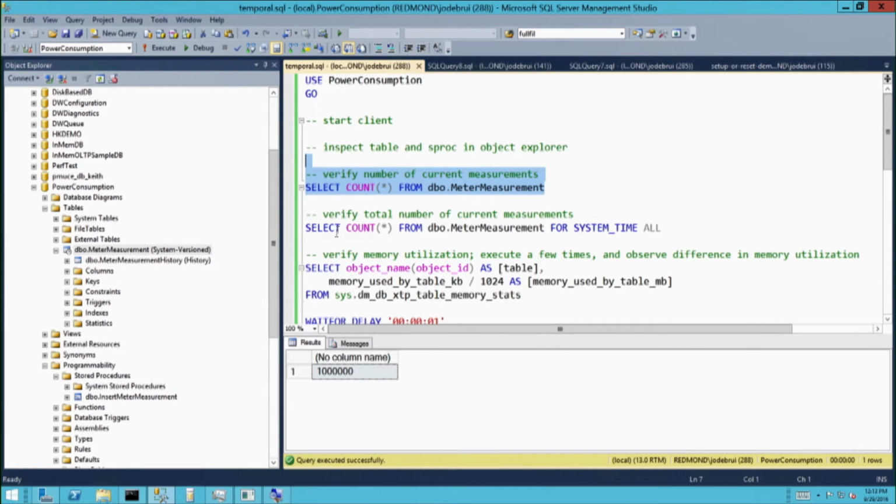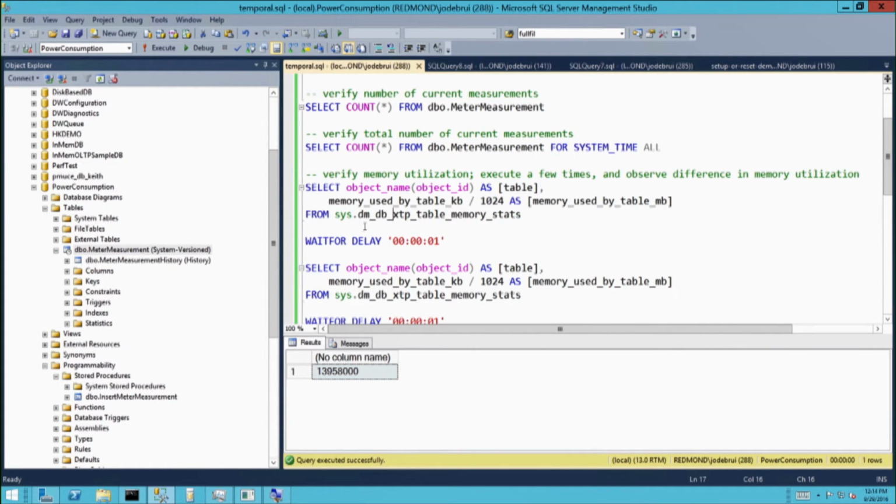Okay, but now I have of course all this historical data as well. So now I want to see, how many historical readings do I have? I use here this syntax FOR SYSTEM_TIME ALL, which looks at all the historical readings as well, both the current readings and the historical readings. So I have a total here of about 14 million sensor readings.